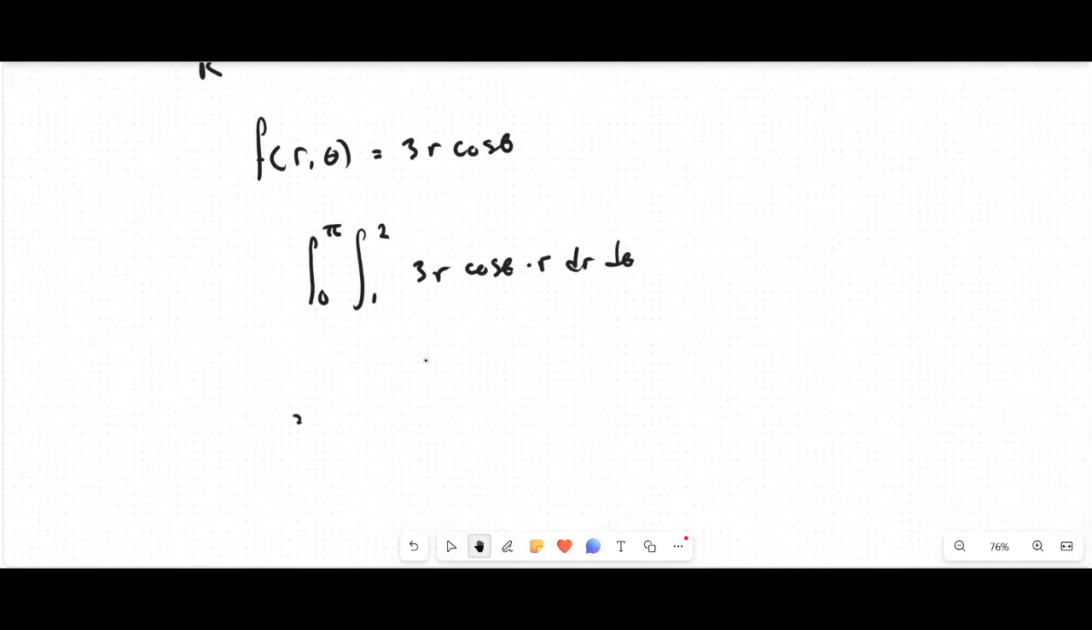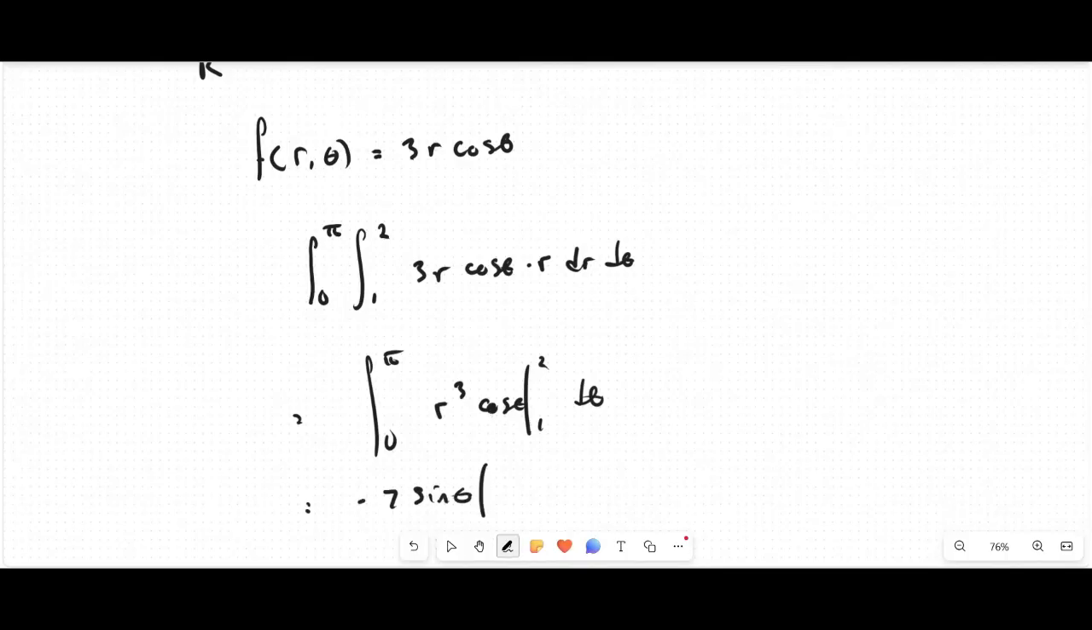From here, we're just executing. r cubed cos theta from 1 to 2 d theta. So that right there is the integral in r. Because it was 3r squared, that integrates to r cubed. This gives me 8 minus 1 is 7. And if you integrate the cosine, you get the sine, which comes out to be 0.